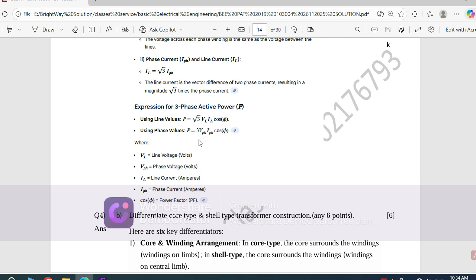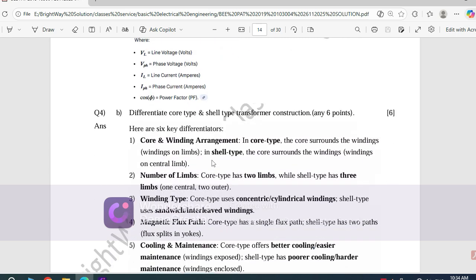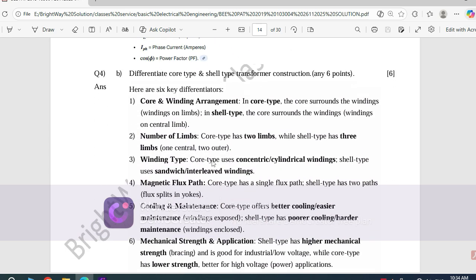3 into VPH IPH into cos phi. You have to define the terms here. You get 3 marks.